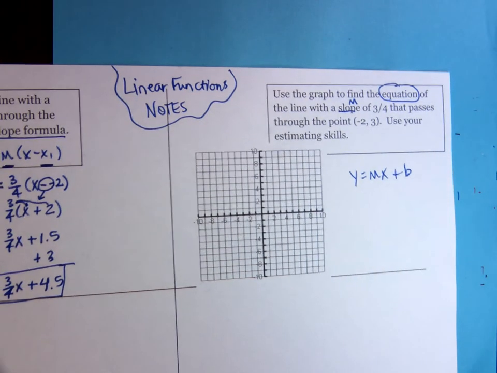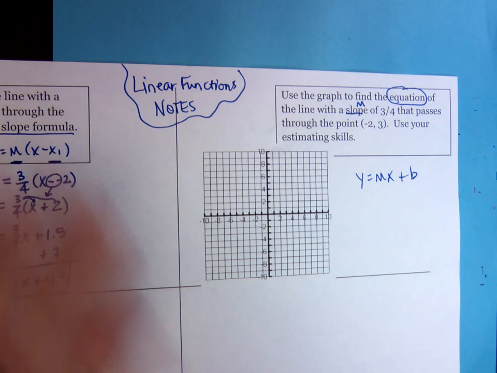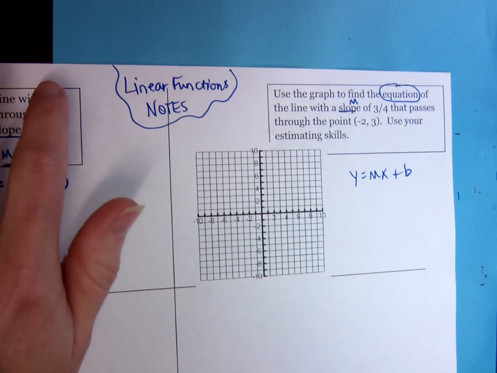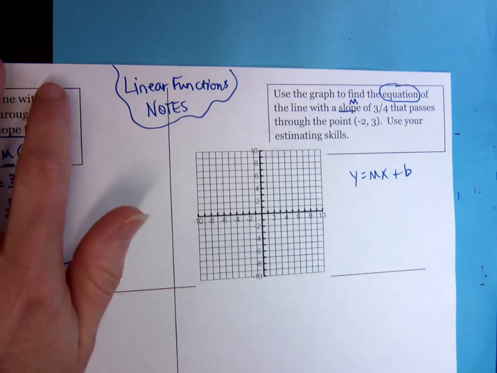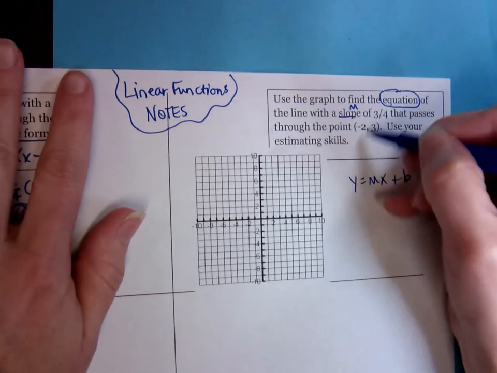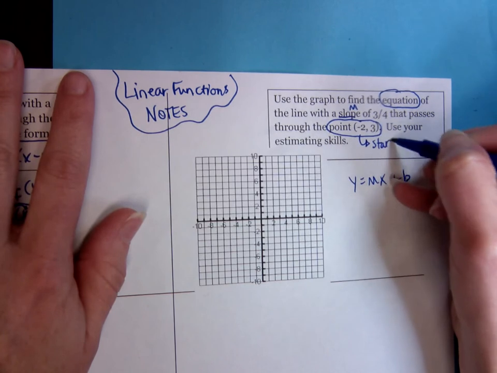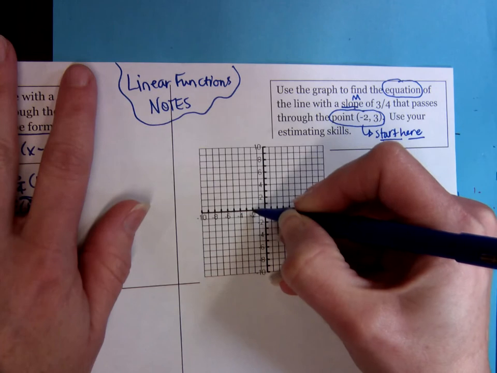Okay, so let's use this information to write the equation. First of all, it says for us to use the graph. How are we going to use the graph? Plotting. Somebody tell me where I need to start. Brittany says to go and use the point -2, 3. So we're going to start here. You're going to go -2 and then 3.